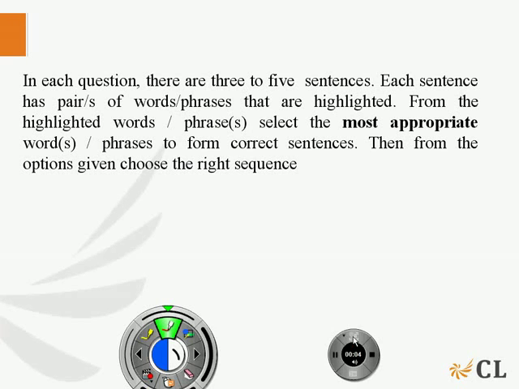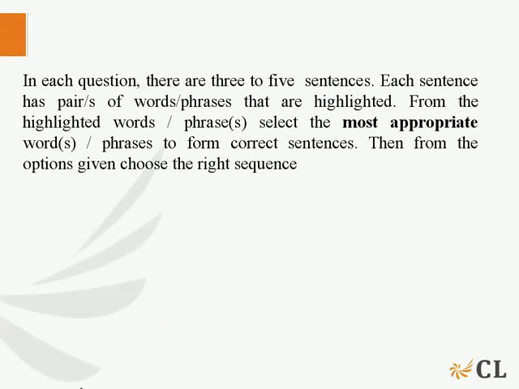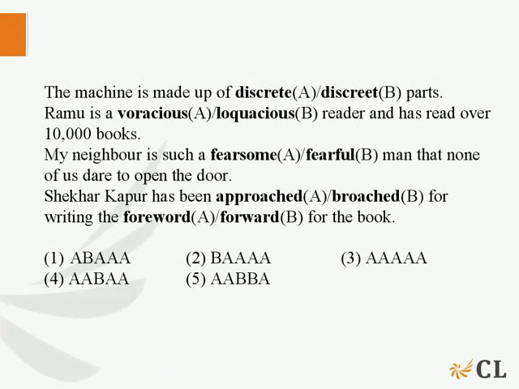Now let's look at this question where the directions say in each question there are 3 to 5 sentences and each sentence has a pair of words or phrases that are highlighted. From the highlighted words or phrases, select the most appropriate words or phrases to form correct sentences. Then from the options given, choose the right sequence. So now let's look at the question.